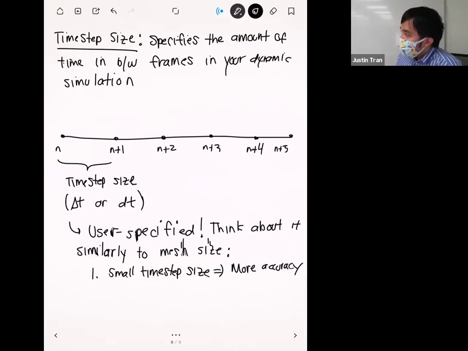But the cost for this is that, if you make the time step size smaller, then you're going to have to perform a lot more calculations to get your solution. And so it's just like mesh size, right? For the mesh size, you make your mesh size smaller, then your solution gets a lot better, but you have to pay for that in some way. So the time step size is the same thing.